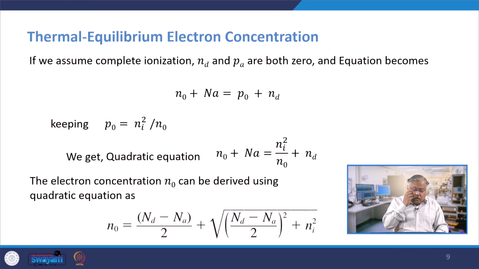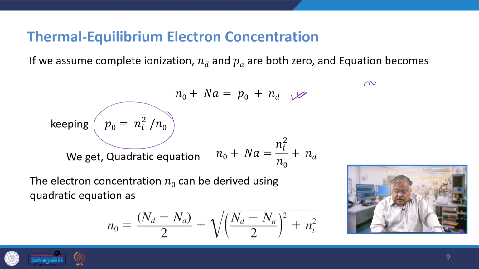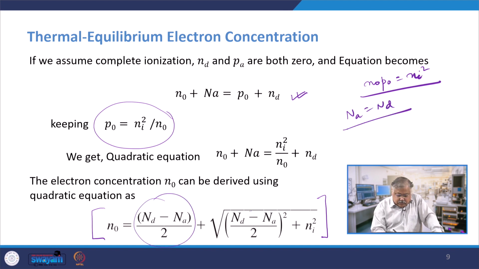So therefore, let us look at the thermal equilibrium concentration. We say that we assume complete ionization. What is the meaning of complete ionization? That 100% of the donor species have been ionized. Then what we get from all this discussion is that N0 plus Na equals P0 plus Nd, where P0 equals Ni square by N0, because N0 P0 is always equal to Ni square, right. And from there, if you solve it, I will not go into details, I get N0 to be equal to this. Now interestingly, if Na equals Nd, then this quantity vanishes, and you are left with the square root of Ni square.